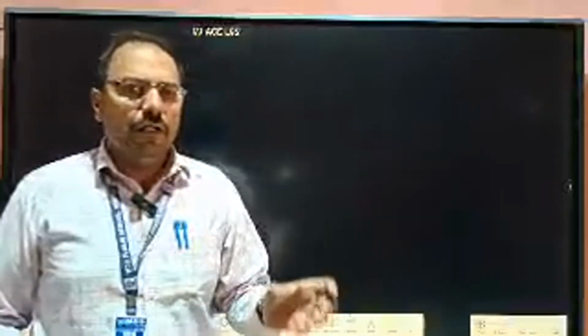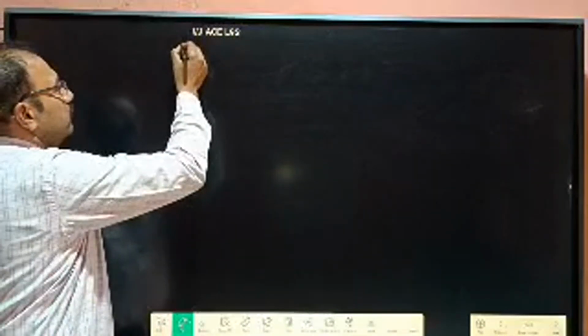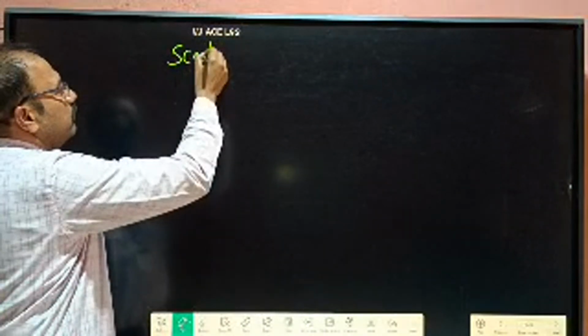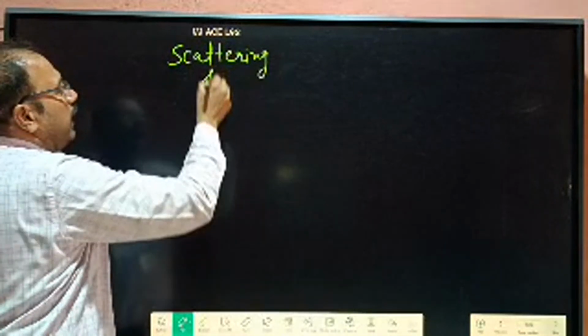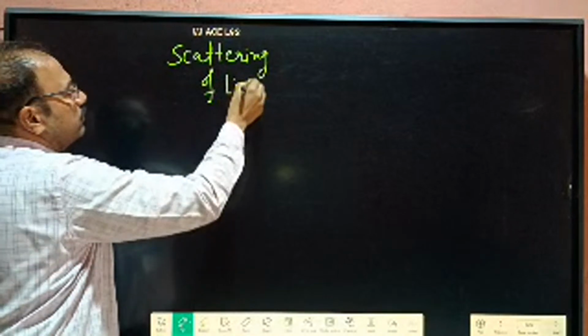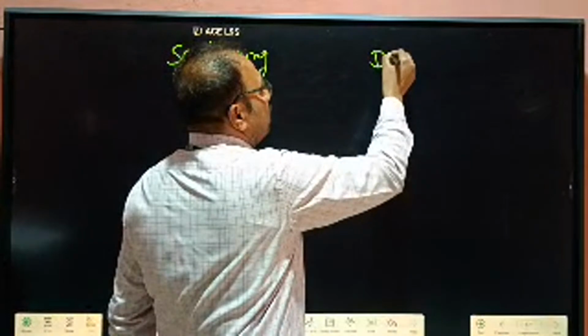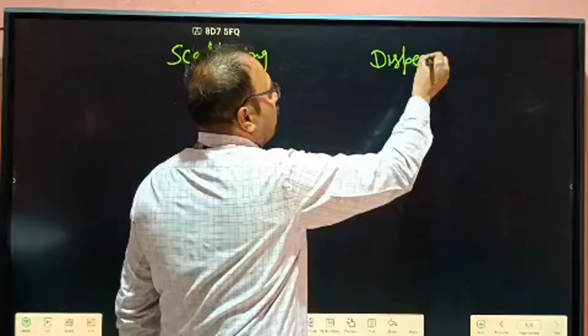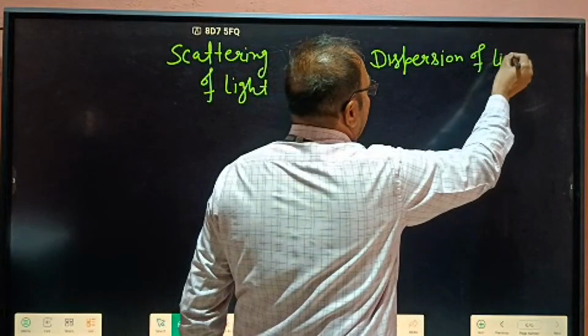So this is the basic idea of reflection through the spherical mirror and the plane mirror, refraction through the glass slab, and third thing is scattering of light. And the fourth thing is dispersion of light.